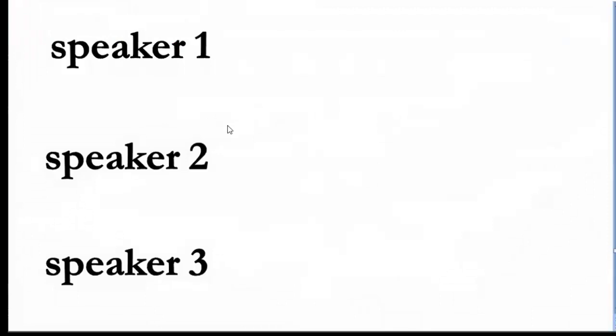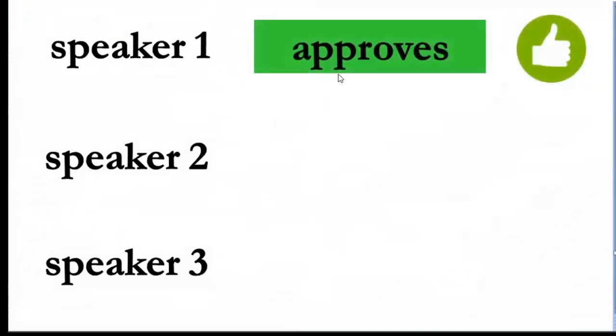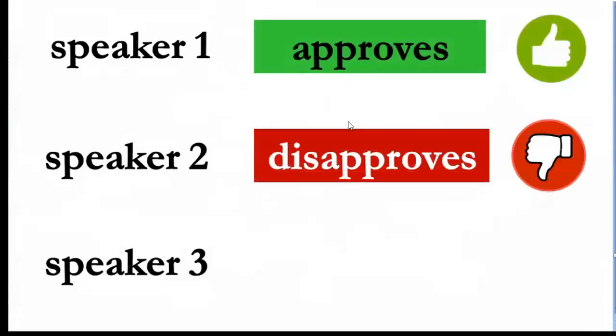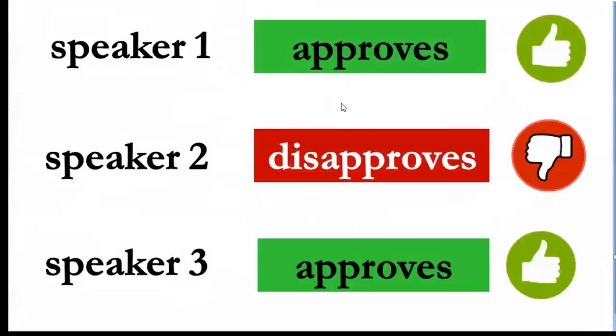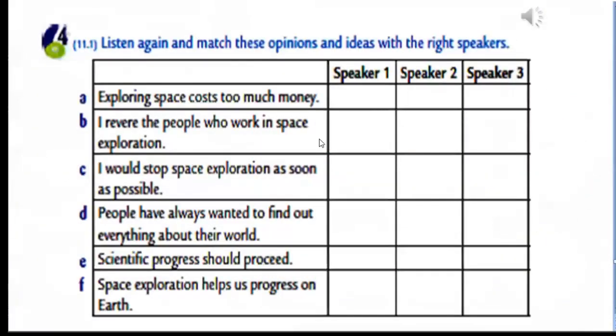Here we have some speakers, 1, 2, and 3, and I'd like you to just give your opinion, whether the speaker approves or disapproves, and so on. So speaker 1 approves, speaker 2 disapproves, and speaker 3 disapproves. Here you have this table, and I'd like you to try to do it yourself. Do it yourself because it is very, very important. Try to do it yourself.